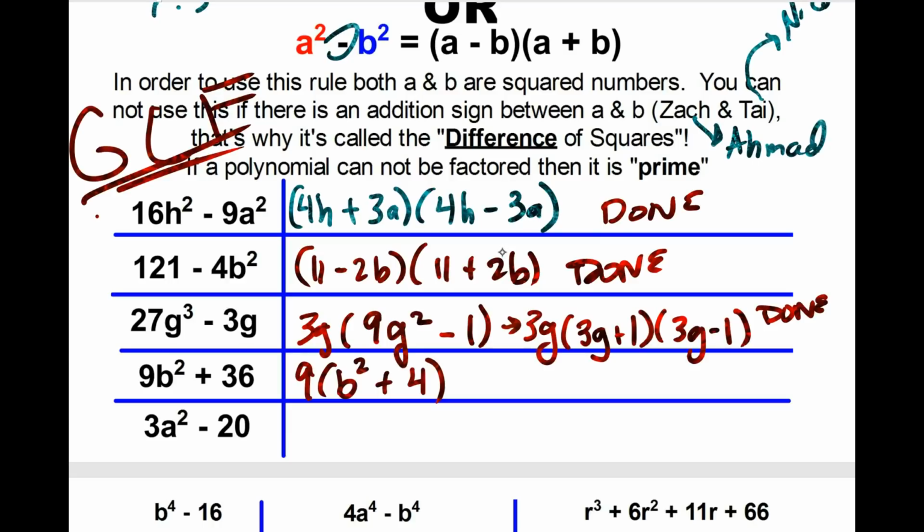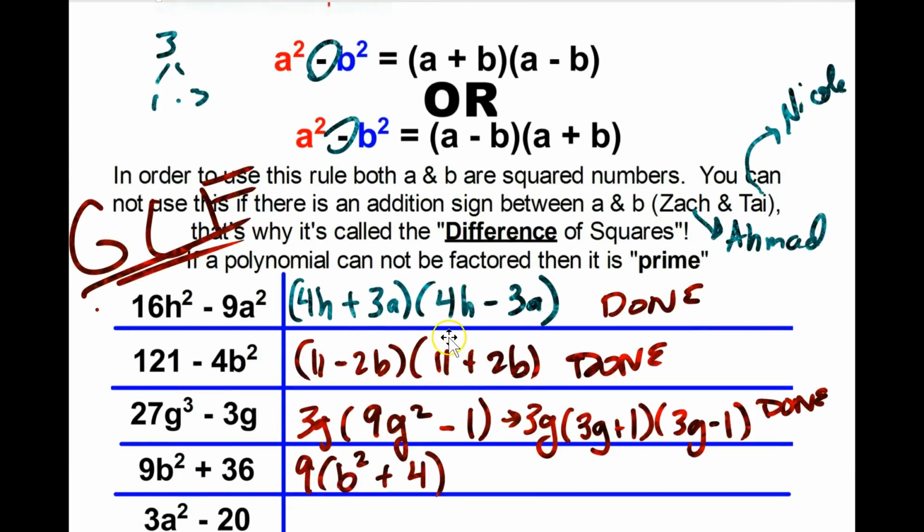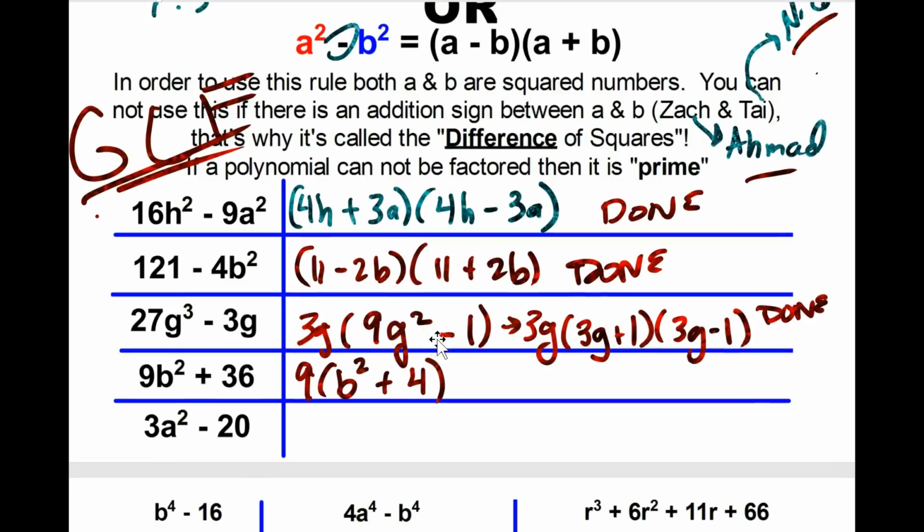Ahmad and Nicole, look, watch this. Is this the difference of squares? Well, I hear Ahmad saying, no, Mr. O'Neill, because it's not a subtraction sign. And Nicole's like, I don't think it is because it's not a subtraction. You know, Nicole can be feisty. That's my impression. It's not the difference of squares.